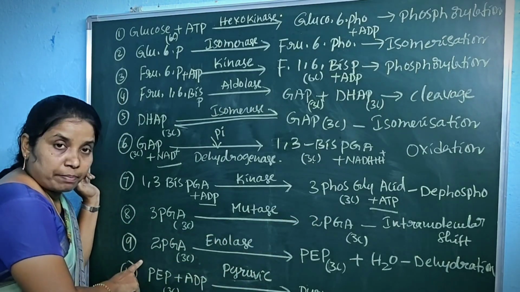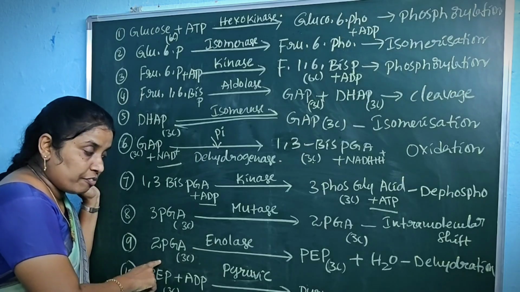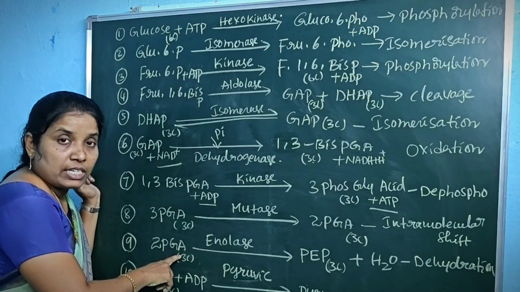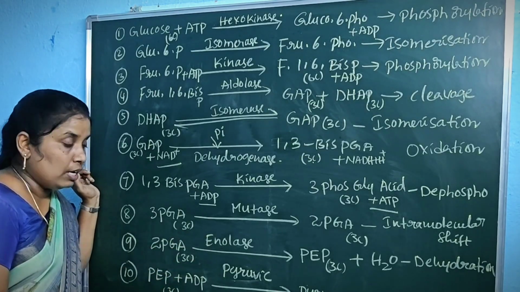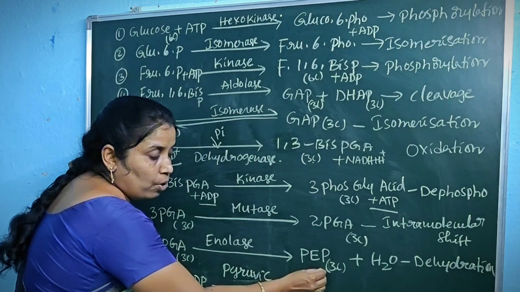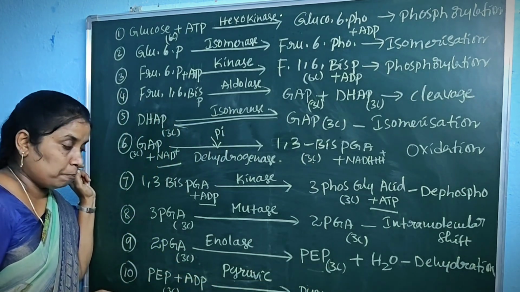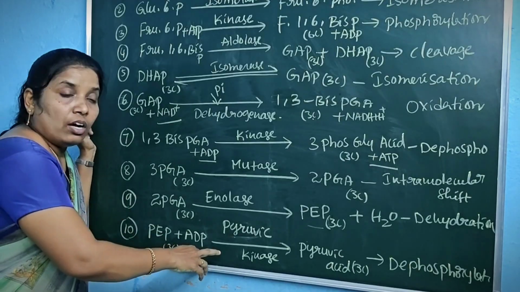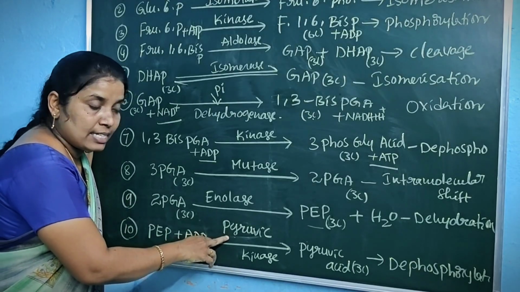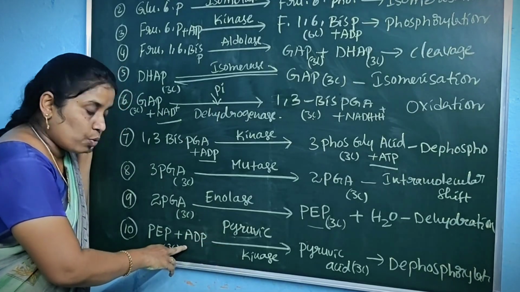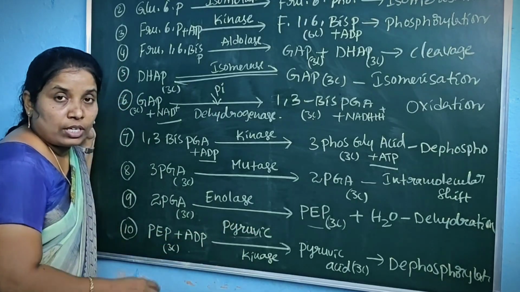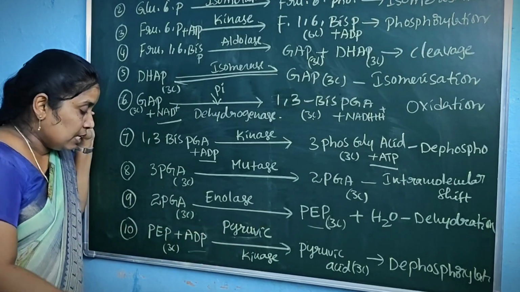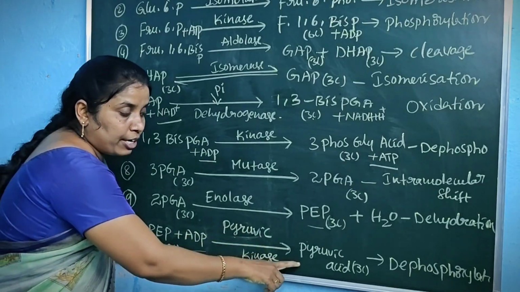So let's see the ninth step. There 2-PGA, in the presence of the enzyme enolase, undergoes a dehydration process. It loses a water molecule, then 2-PGA converts into PEP, phosphoenolpyruvic acid. So now let's see the last step. There PEP undergoes dephosphorylation again in the presence of the enzyme pyruvate kinase. Here also one ADP converts into ATP. So in this step also ATP is synthesized. This step is called dephosphorylation. Here PEP is converted into pyruvic acid.